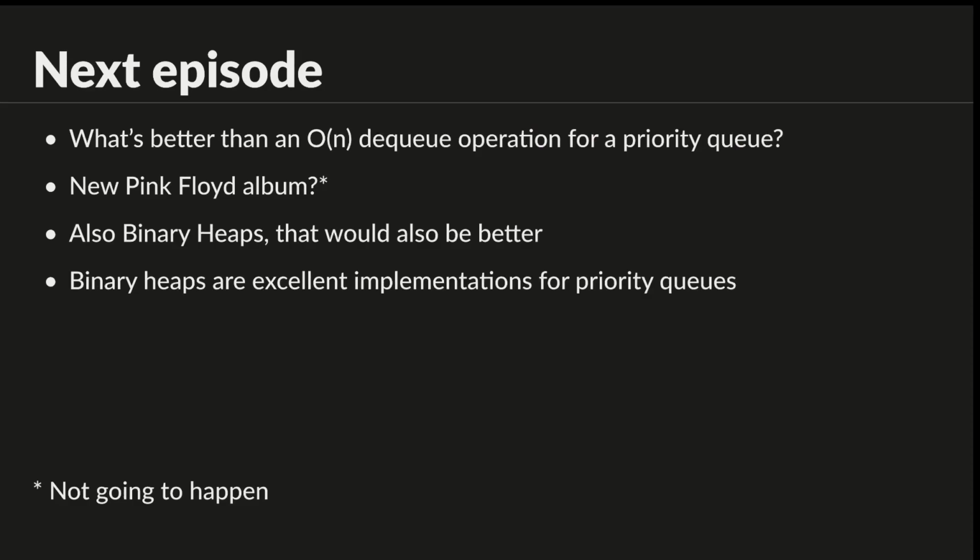In the next episode, we're going to talk about something called the binary heap, which is a concrete data structure that is often used to implement the priority queue abstraction.